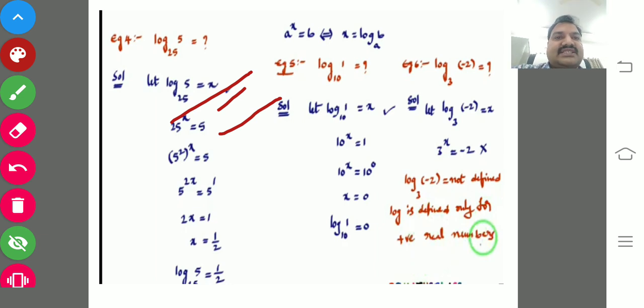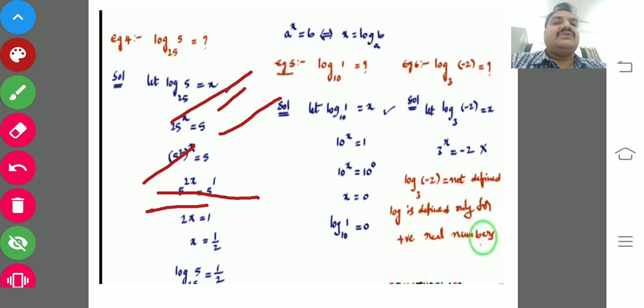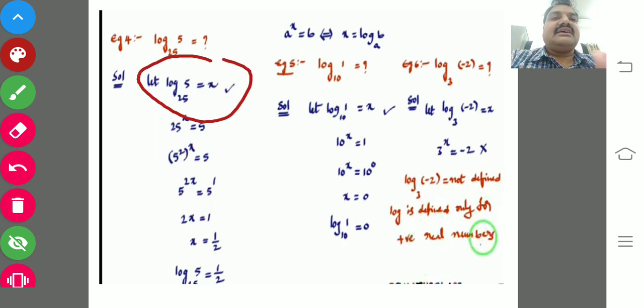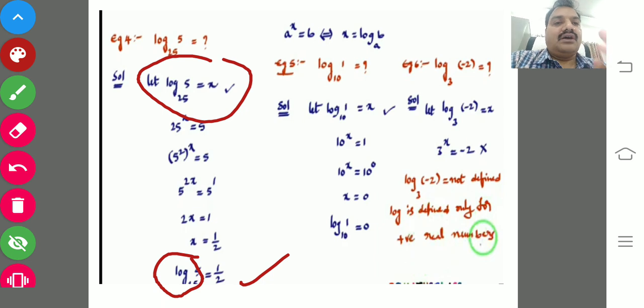5 square power x equals 5. You know that x power m whole power n equals x power mn. So 5 power 2x equals 5 power 1. Equal bases cancel, so 2x equals 1 and x equals 1 by 2. Already we let x equal log 5 base 25, so log 5 base 25 equals half, which means 1 by 2.